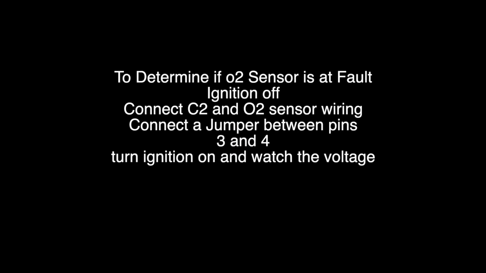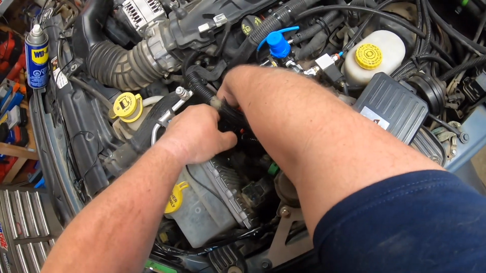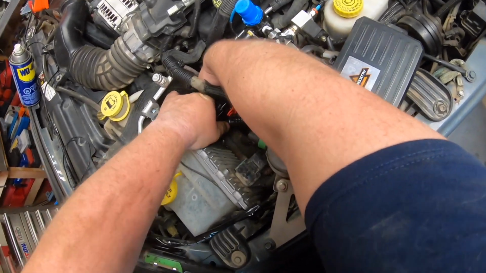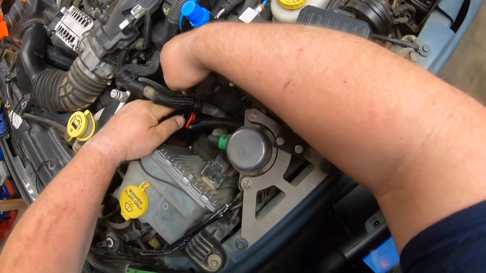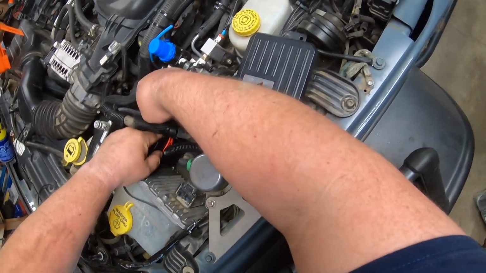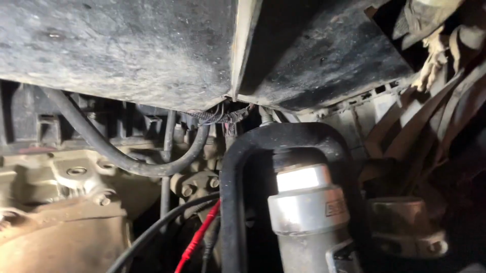So this next test determines if the O2 sensor is at fault. Ignition off, connect C2 and O2 sensor wiring. Connect the jumper between pins 3 and 4. Turn the ignition on and watch the voltage. If it's between 2.3 to 2.7, the O2 sensor is at fault and you will need to change it out. So just plug the C2 harness back in, and you need to plug the O2 sensor back in as well.